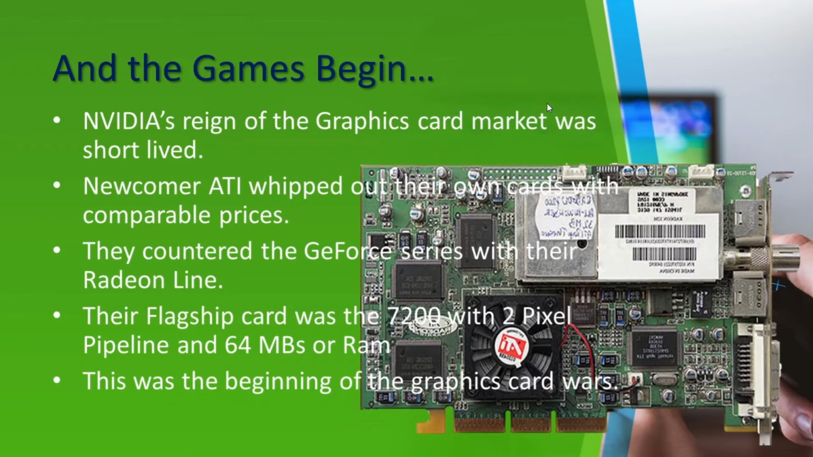And the game begins. NVIDIA's reign of the graphics card market was short-lived. A newcomer, ATI, whipped out their own cards with comparable prices. They countered the GeForce series with their own Radeon line. Their flagship card was the 7200 with 2 pixel pipelines and 64 MB of RAM. This was the beginning of the graphics card wars. And currently, ATI is absorbed by AMD.